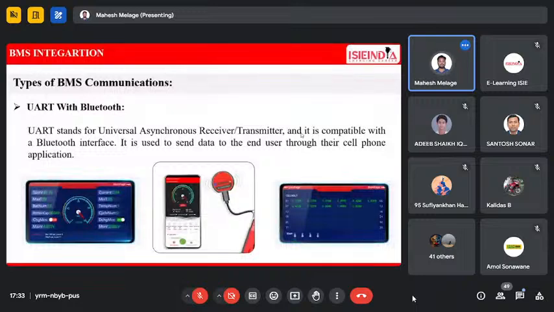This is UART Bluetooth. UART is a universal asynchronous receiver and transmitter combined with Bluetooth interfacing. In this BMS, we can control it by using various apps through the Bluetooth connection. We can disconnect the cell, connect the cell. We can arrange the different levels of the voltage.